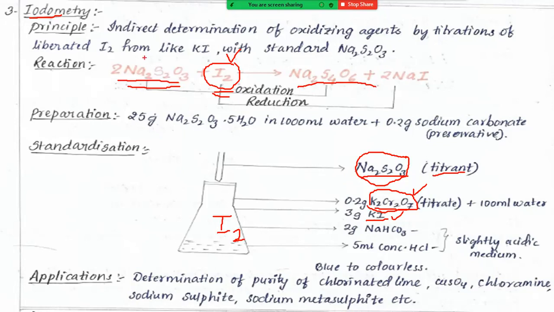But here the reducing agent is directly added into the solution, but iodine is not directly added. Here iodine will be liberated from this compound, that is potassium iodide, in the reaction. So that's why this is called an indirect type of titration.